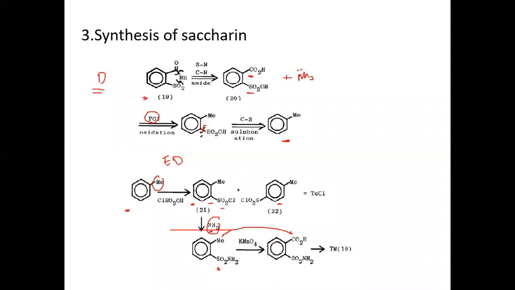To convert the methyl group to acid, what reagent do we need? KMnO4. Yeah, you know this already. Next it is just cyclization. It will undergo cyclization by itself and it will give our target molecule.